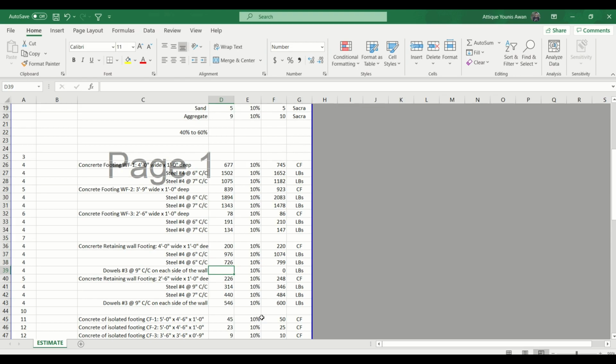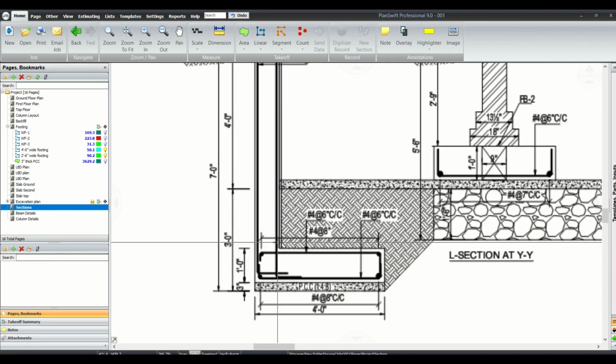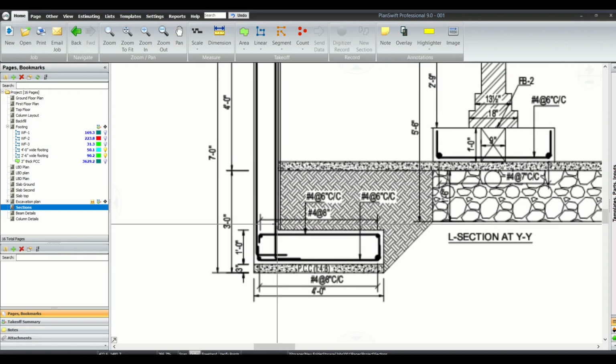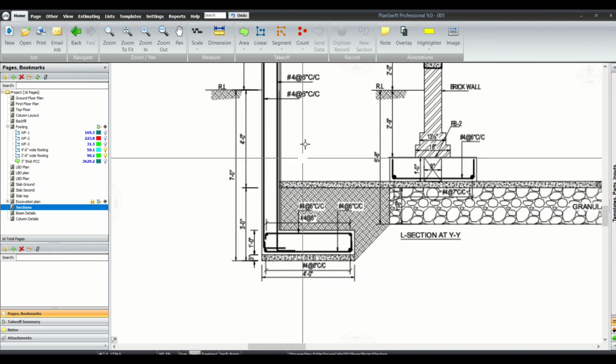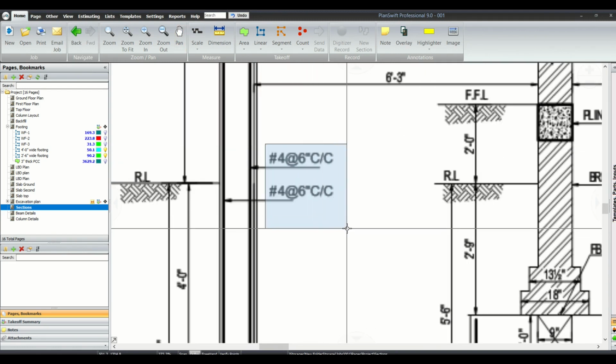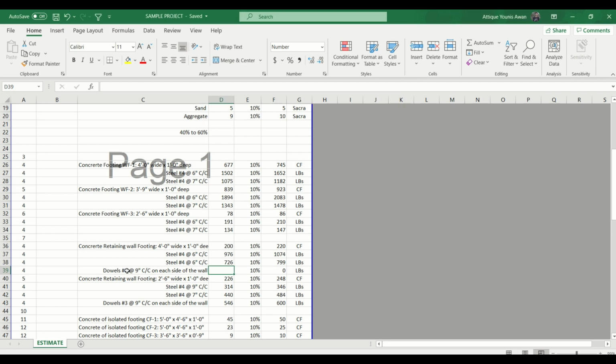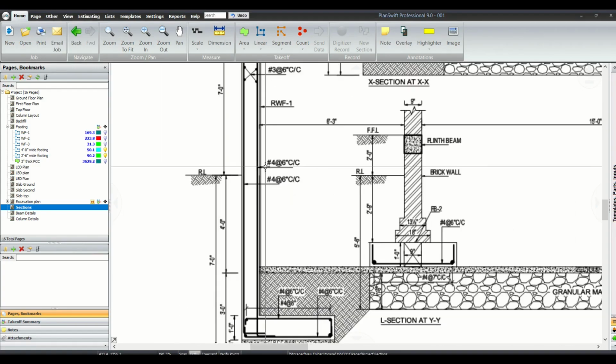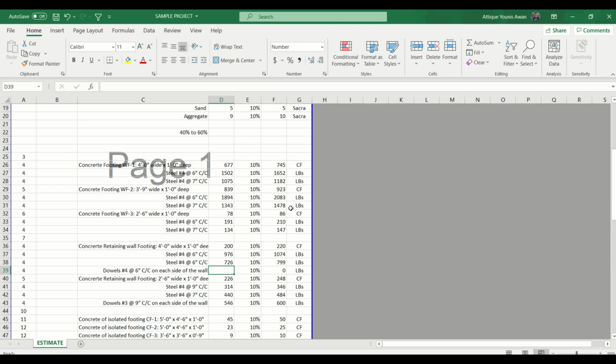Finally, if we talk about dowels, we are going to get the same 5 feet height, and we see that it is having number 4 at 6 inches center to center. So we are going to replace it with number 4, while it is spaced at 6 inches center to center, and again these are on both faces of the wall. So what we are going to do now, it is going to be placed in 50.2 feet of length at the spacing of 6 inches.